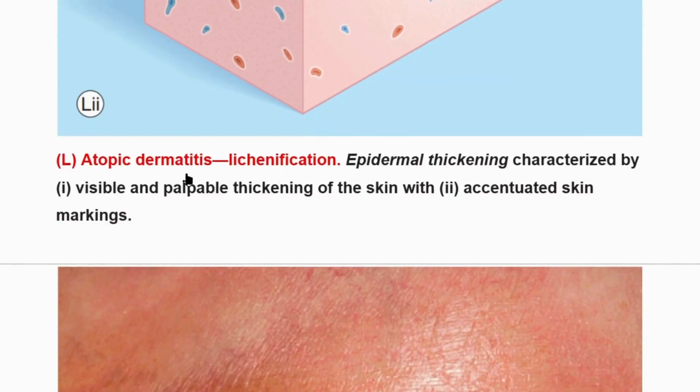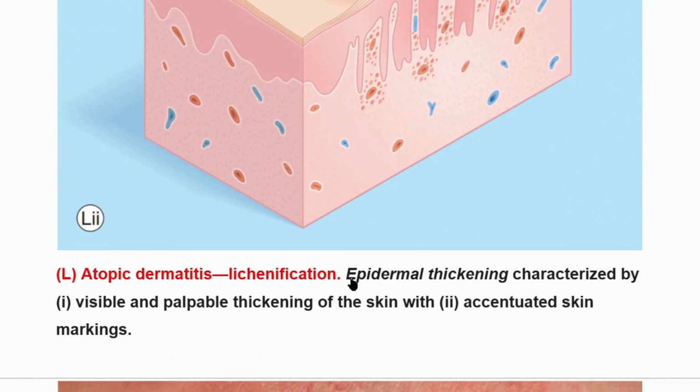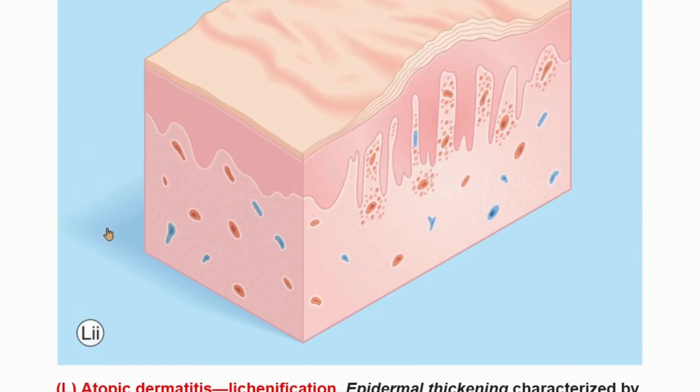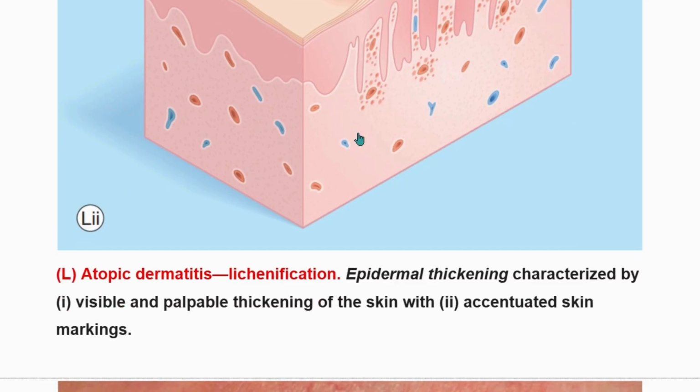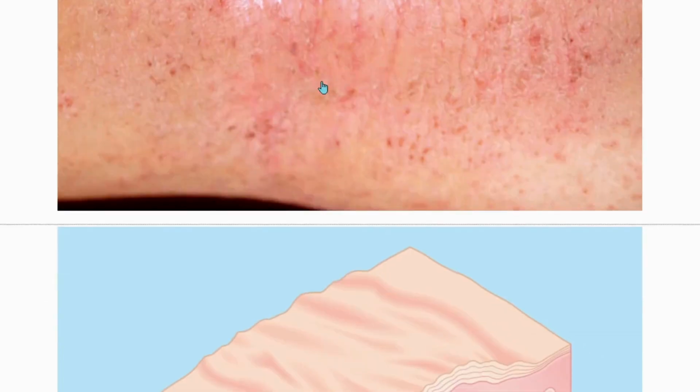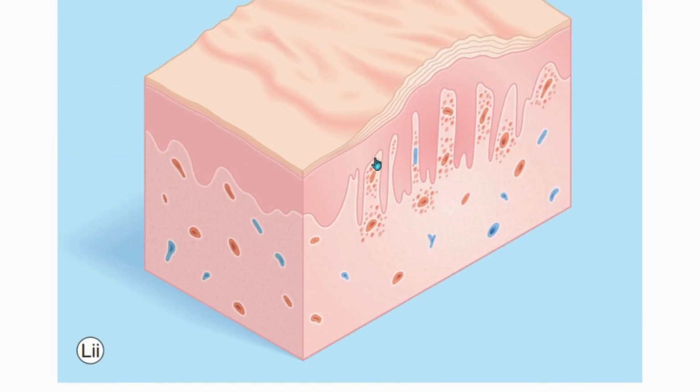L, atopic dermatitis. The diagnosis here is atopic dermatitis. The presentation in atopic dermatitis is called lichenification. Epidermal thickening characterized by visible and palpable thickening of the skin with accentuated skin markings. As we can see here, we can see accentuated skin markings, and here we can see also epidermal thickening, which in palpation we can feel easily. And the presentation is called lichenification.